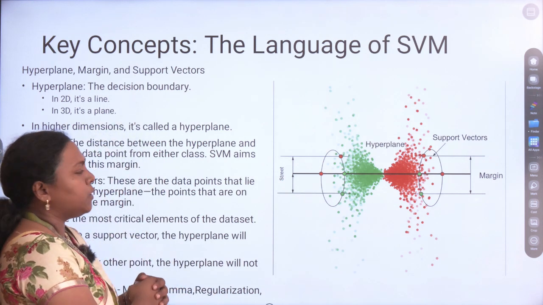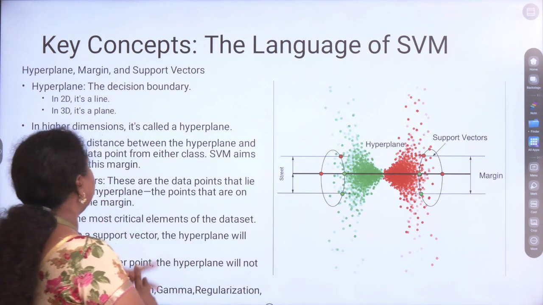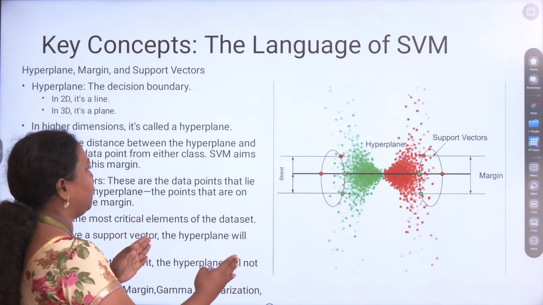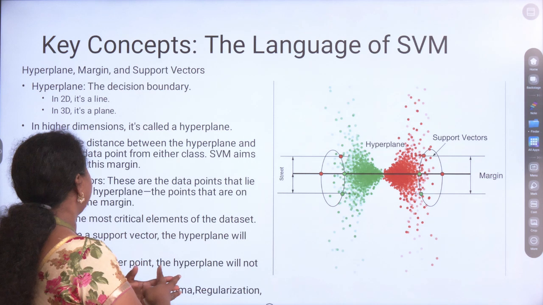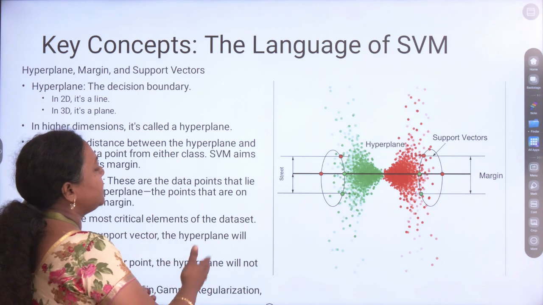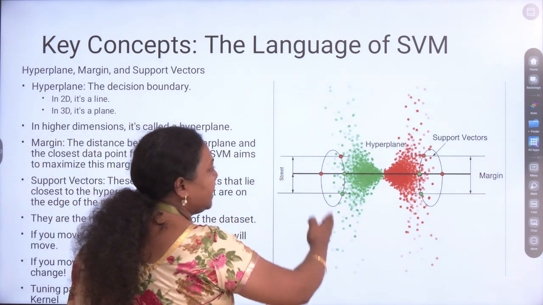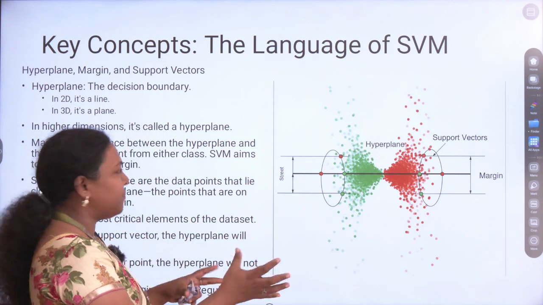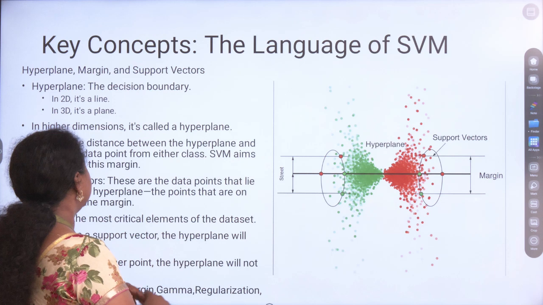So the concept of SVM is that we have a hyperplane, we have a margin, and we have the support vectors. These are the key concepts. A hyperplane is nothing but the plane which clearly distinguishes between the data and classifies them into two parts.